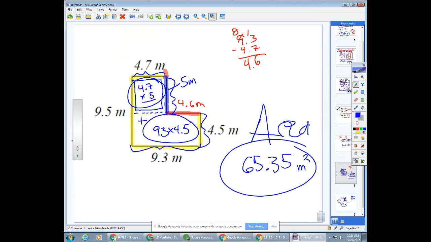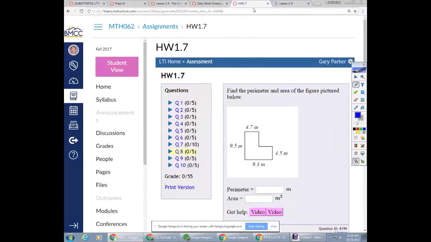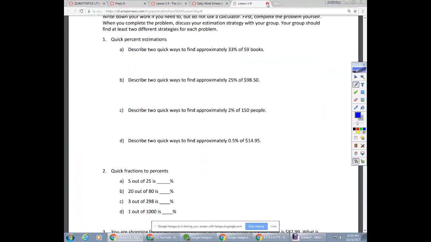Here we go. Okay. All right, let's get it up on the screen here. New page here. Worksheet here. It's 1.8, 9.